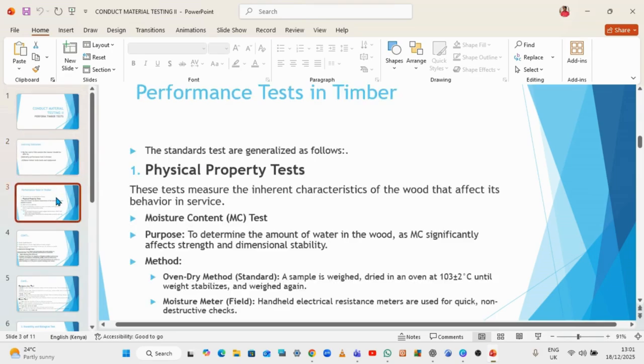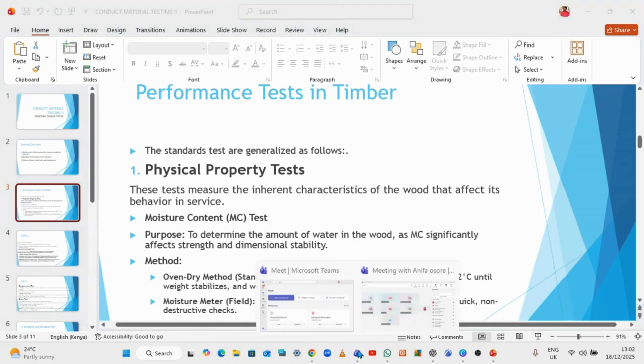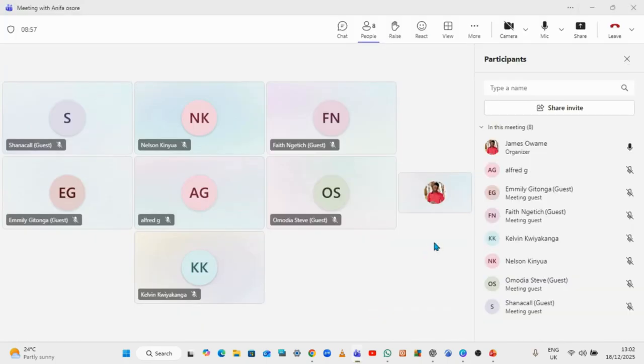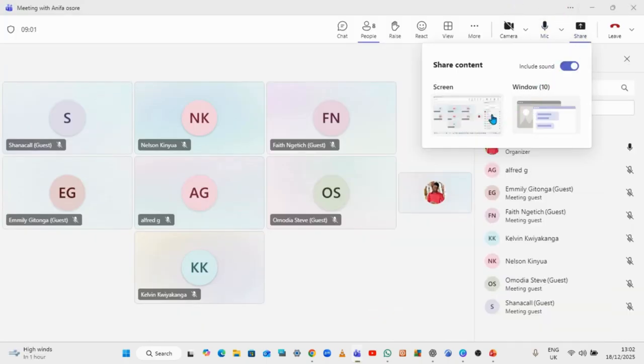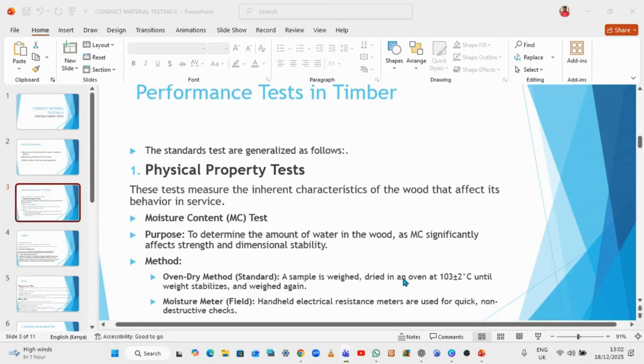As I begin, the standard tests are generalized as follows. One, we have to look for physical properties tests. These tests measure the inherent characteristics of wood that affect its behavior in service. In physical property tests, we need to check the moisture content. The purpose of checking the moisture content is to determine the amount of water in the wood, as it significantly affects the strength and dimensional stability.